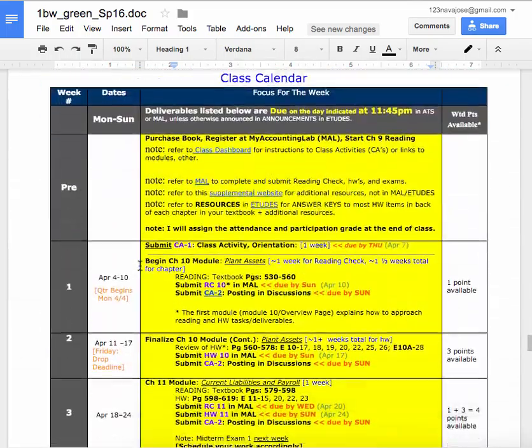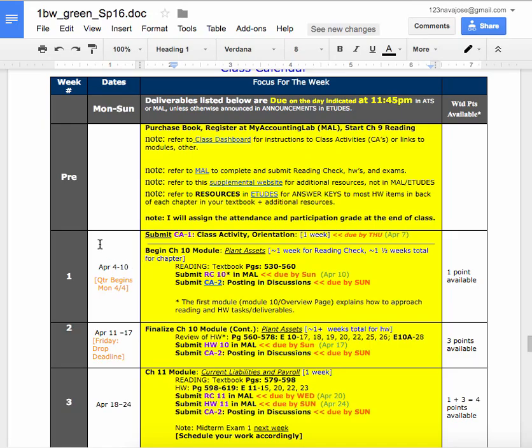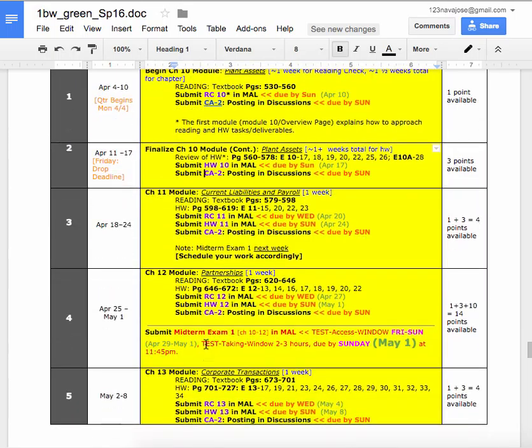Class calendar, I just want to show you how the class calendar is structured. On the far left, the column shows you the sections by week. So week 1, week 2, and week 3, and so on. For example, in week 3, just as an example, you've got reading your textbook, which is chapter 11 at that point, and it includes pages 579 to 598. That will be your basis for your reading check in MAL.